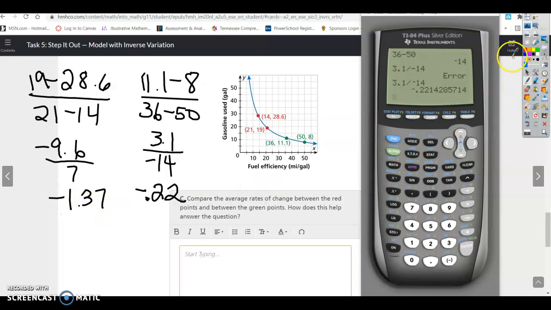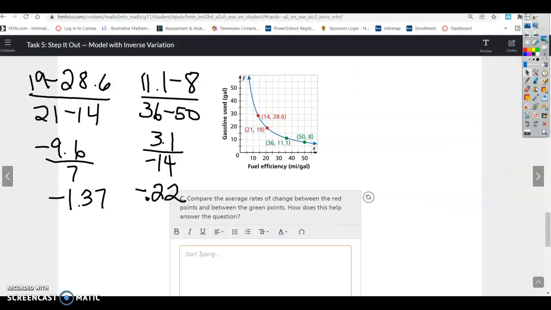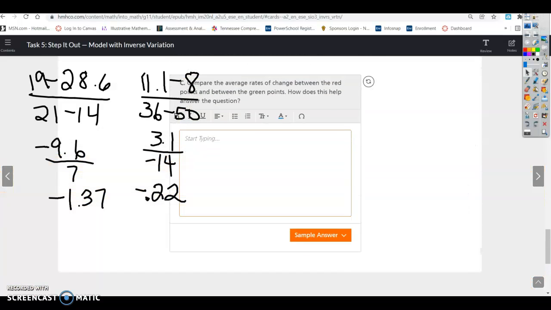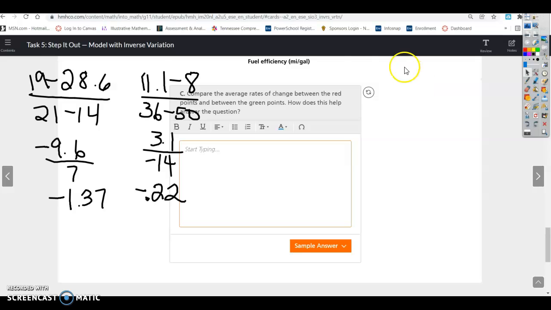So there's another way to show that Sam is getting a better deal if he rents a vehicle, or he's going to save more gas. All right, looks like that is all for Task 5. If you have any questions, please let me know.